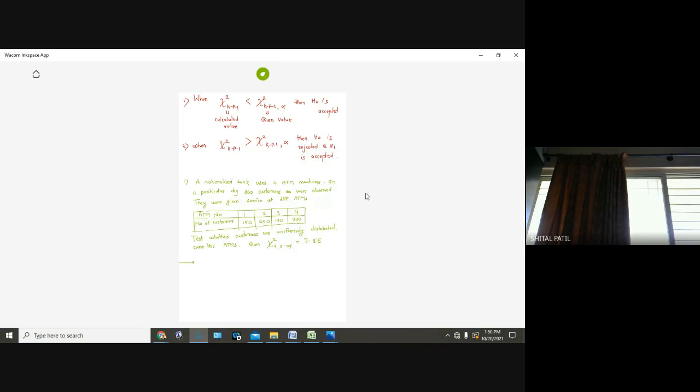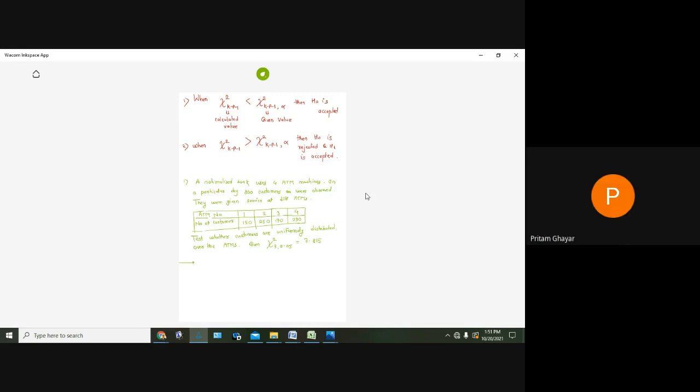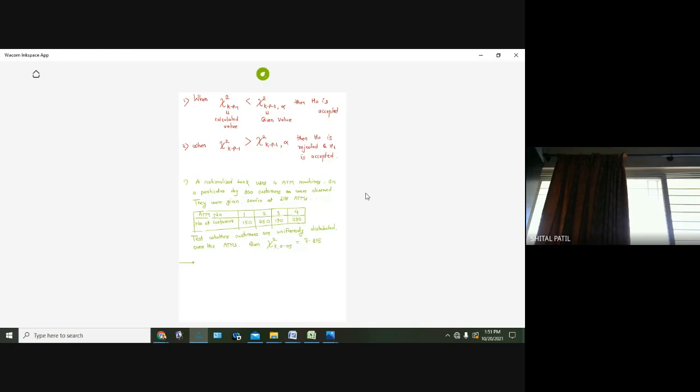You might have observed that. Can anyone tell me what the answer is? The customers are uniformly distributed or not? Is it possible to find any conclusion from whatever data we have? Customers are uniformly distributed or they are not distributed? Anyone? Not distributed. Okay, any other answer?